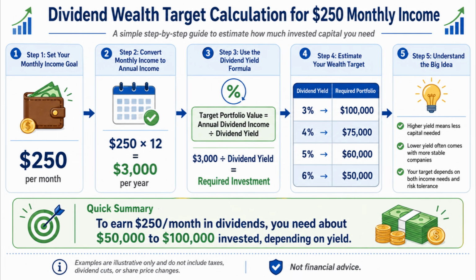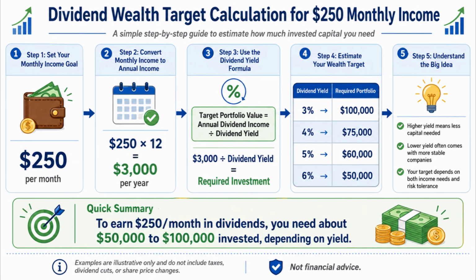For example, if the dividend yield is 3%, the required portfolio is about $100,000. This is because $3,000 divided by 0.03 equals $100,000. Similarly, if the dividend yield is 4%, the required portfolio is about $75,000. If the yield is 5%, the required portfolio is about $60,000. And if the yield is 6%, the required portfolio is about $50,000.